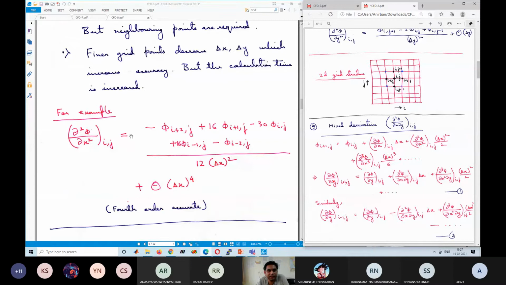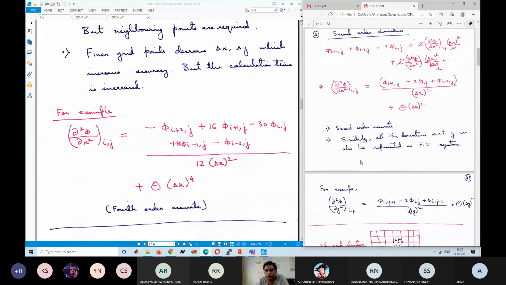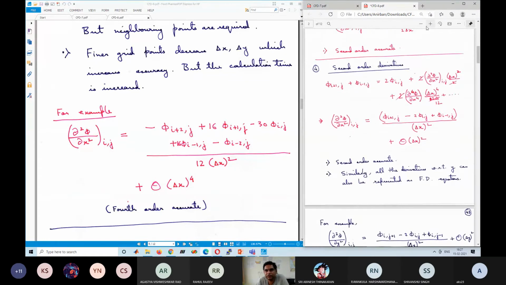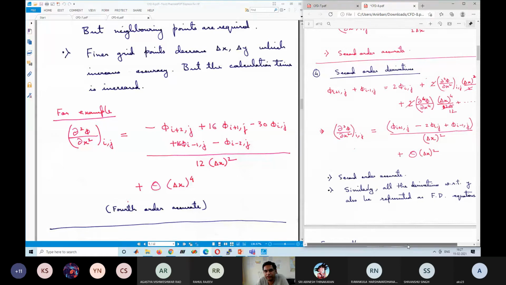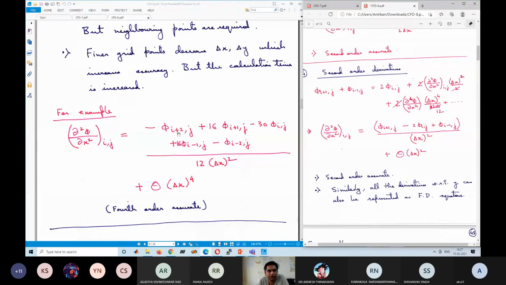One example is the second order term del square phi del x square. Instead of writing it using 2 neighboring points, I can use 4 neighboring points, the I minus 2 term and the I plus 2 term. It can be represented as minus phi I plus 2 comma j plus 16 phi I plus 1 comma j minus 30 phi ij plus 16 phi I minus 1 comma j minus phi I minus 2 comma j, divided by 12 delta x square. Here the accuracy will be fourth order.